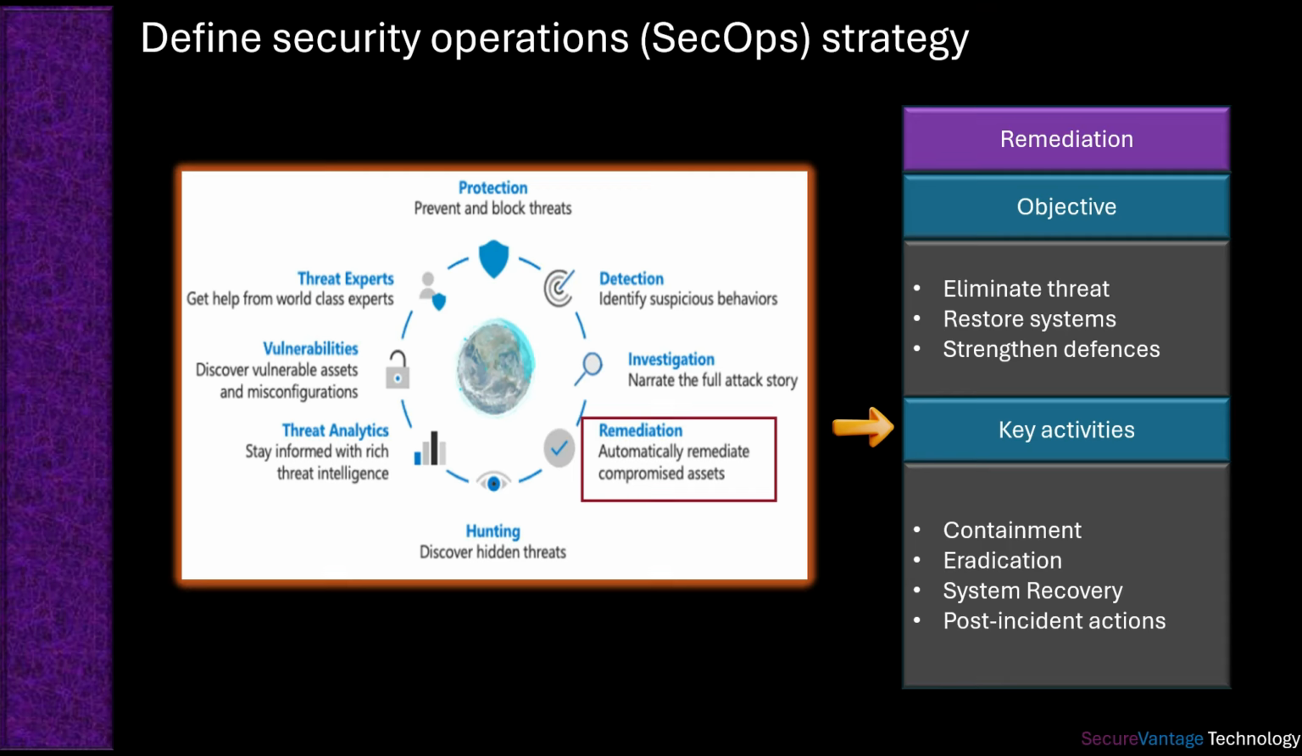Containment is isolating the affected systems or networks to prevent the threat from spreading further. Eradication means removing malware, closing unauthorized access points, and fixing exploited vulnerabilities. In the system recovery, organization administrators restore systems to their normal operational state, often using backups and ensuring they are secure before bringing them back online.